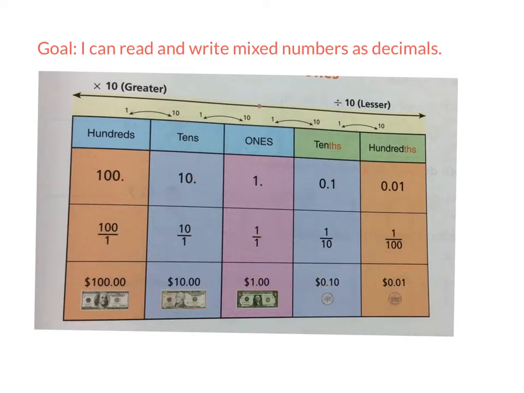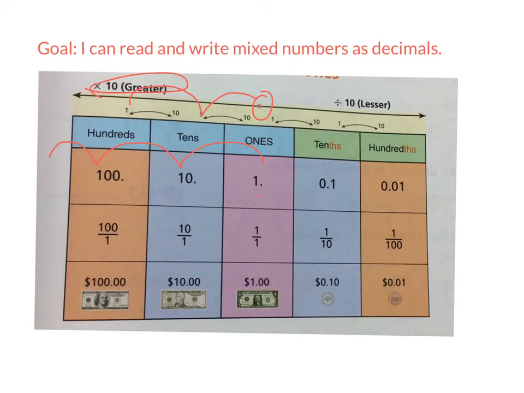We see a pattern with this place value chart. Here's our decimal, and as the place values get larger, we are actually multiplying by 10 to each place value. So 1 times 10 would be 10. 10 times 10 would be 100. If you took 100 times 10, it would take you to the next place value, which would be thousands.